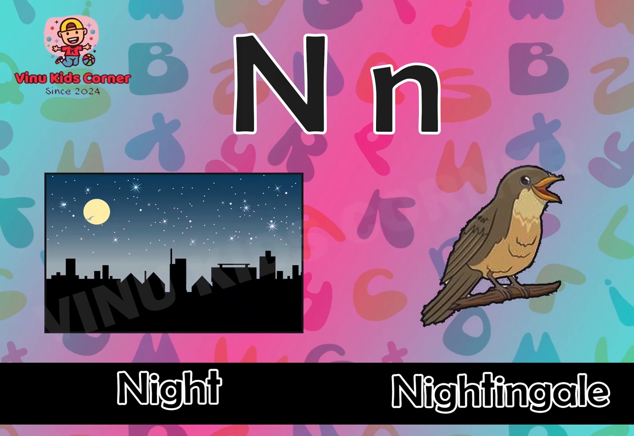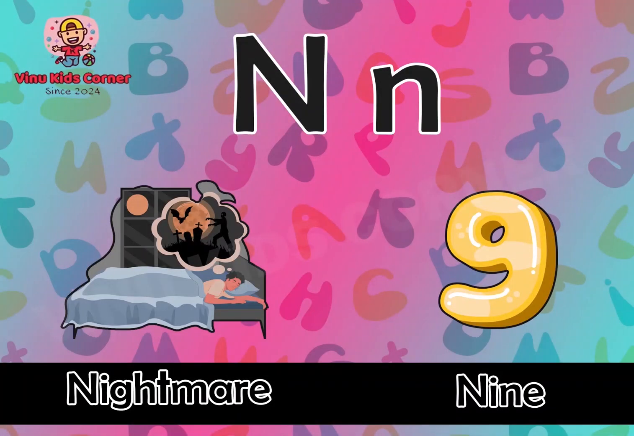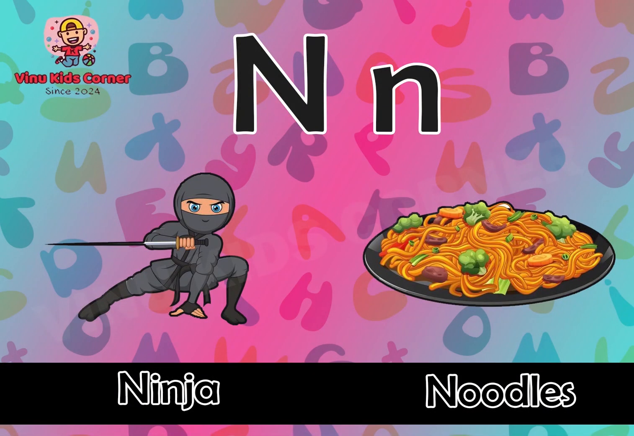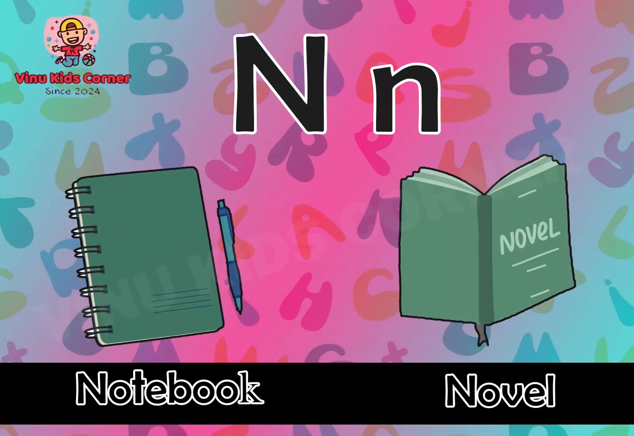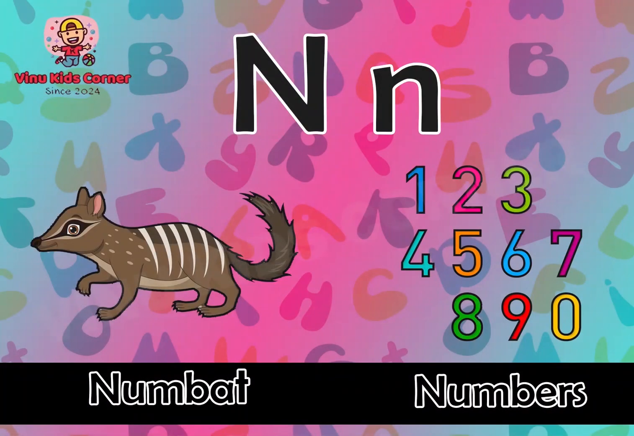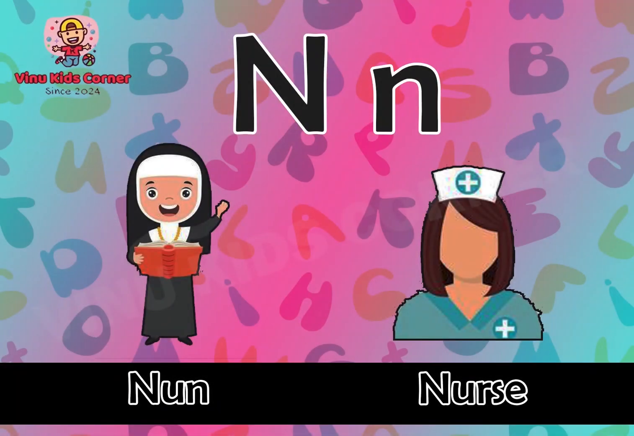N is for nightingale. N is for nightmare. N is for nine. N is for ninja. N is for noodles. N is for nose. N is for note. N is for notebook. N is for novel. N is for numbat. N is for numbers. N is for none.